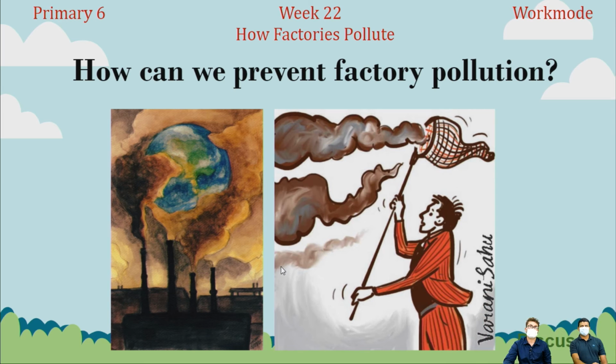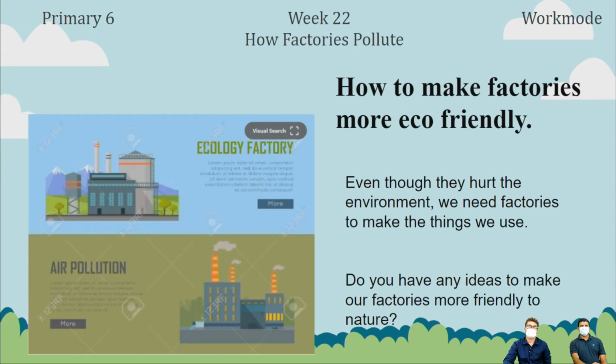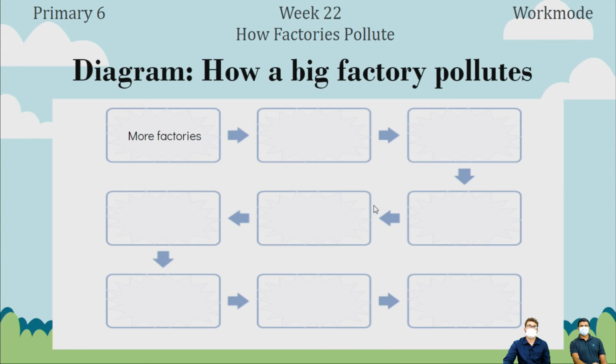So how can we prevent factory pollution? How, as a consumer, what can we do? What do you think? Okay, so one of the suggestions is to make factories more eco-friendly. Even though they hurt the environment, we need factories to make the things we use. But here we have a few ideas on how to make an ecological factory, how to reduce air pollution. Then here is the diagram of how a big factory pollutes. So more factories means more air pollution.